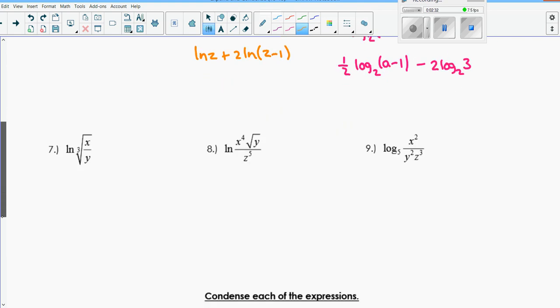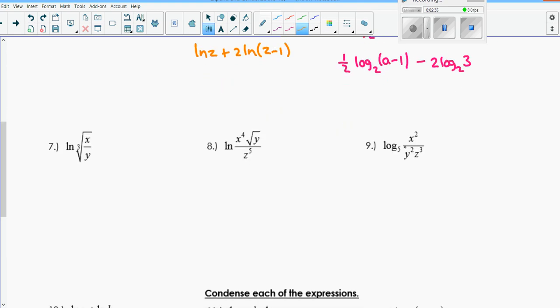Something like number 9. Let's see. Number 9, we have the division here. We also have multiplication between those two. So when we break this up, it's going to be the log base 5 of x squared minus, but I have to put this in parentheses. I'm subtracting the whole denominator. And notice that I'm multiplying here, so when I break those up, it's going to be log base 5 of y squared plus log base 5 of z to the third. I need to distribute this to both of those.